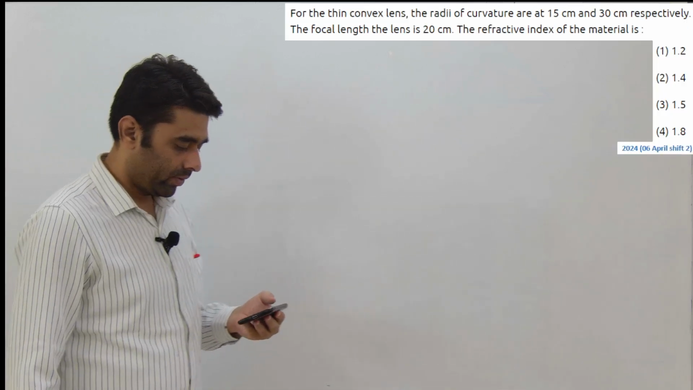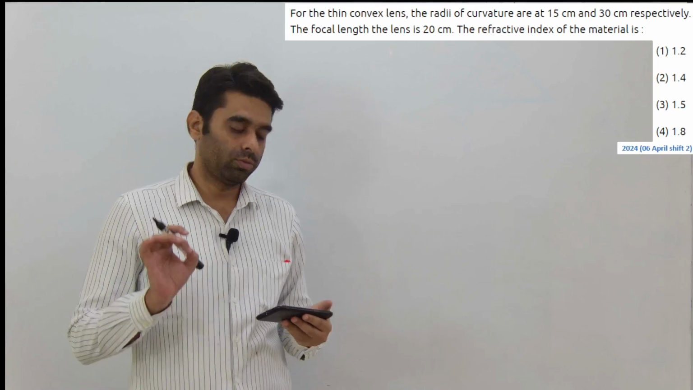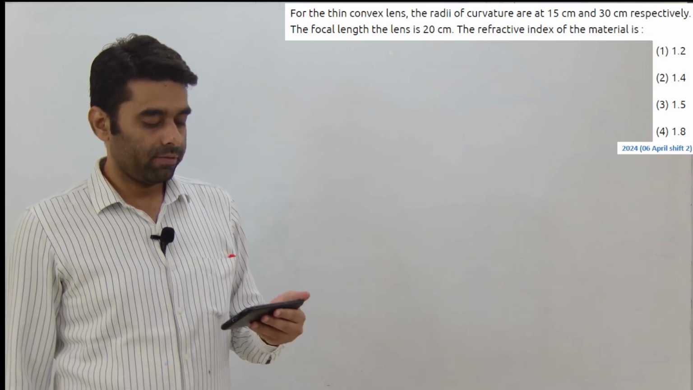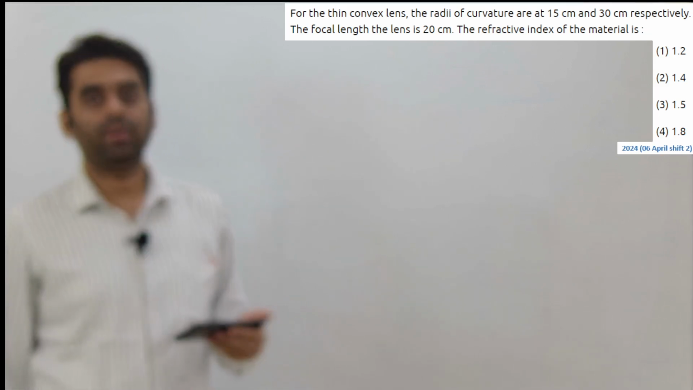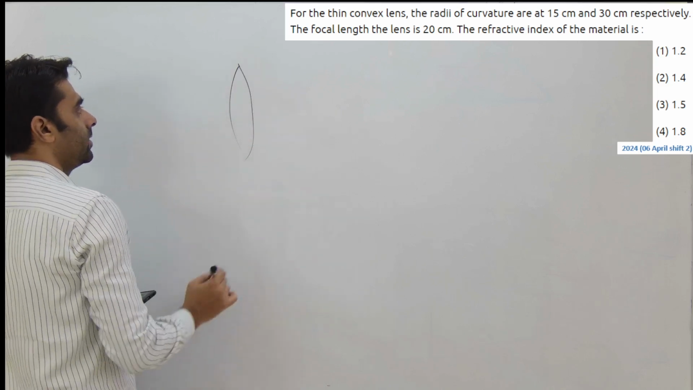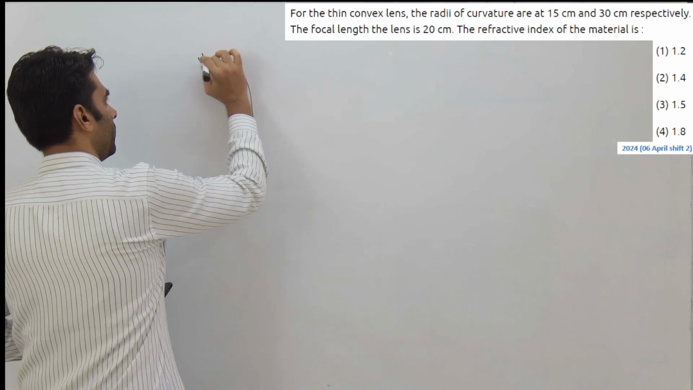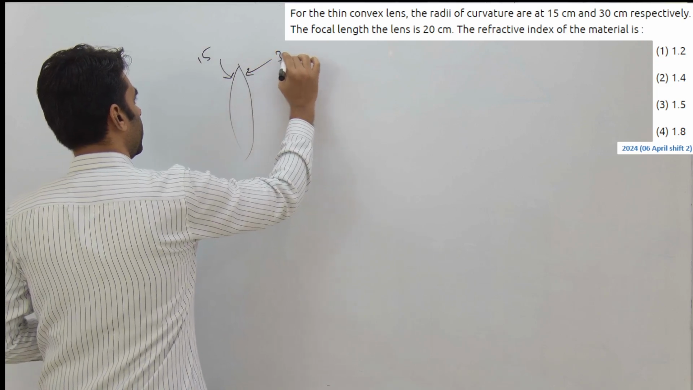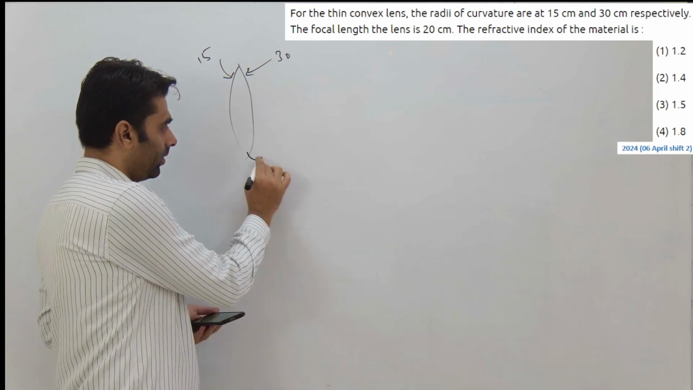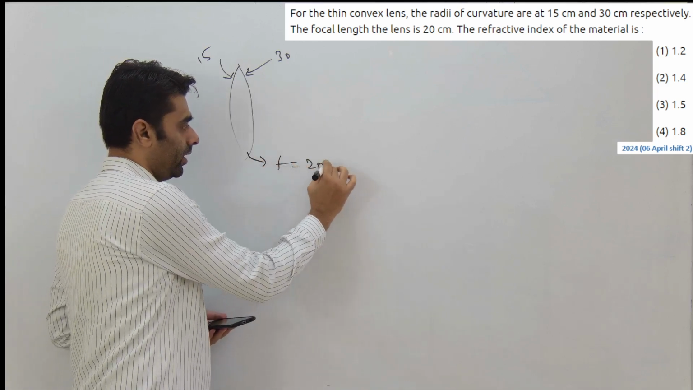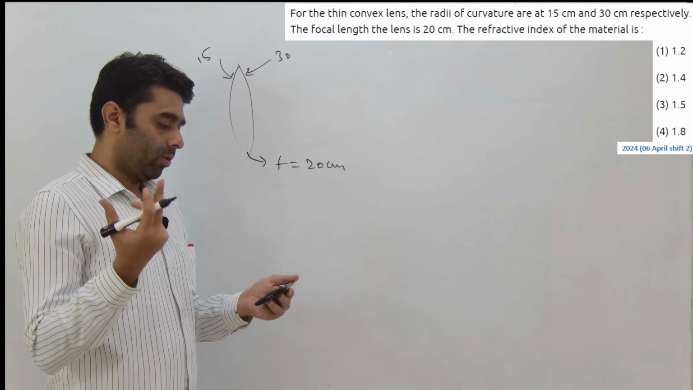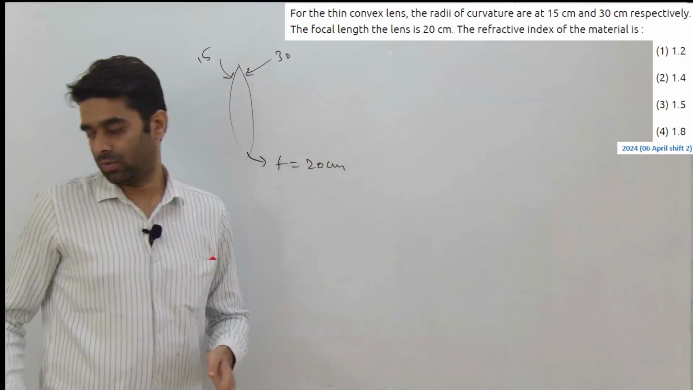Yes, our next question is your 6th April shift 2 question. Let's see. For the thin convex lens, the radii of curvature are 15 centimeter and 30 centimeter respectively. Let us draw the situation. So a convex lens is there, with radii of curvature 15 and 30 respectively. Fine. The focal length of the lens is given to us as 20 centimeter. R1 and R2 are 15 and 30 centimeter. We need to find the refractive index of the material.